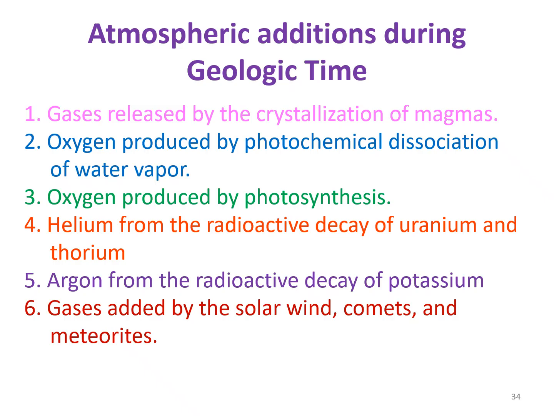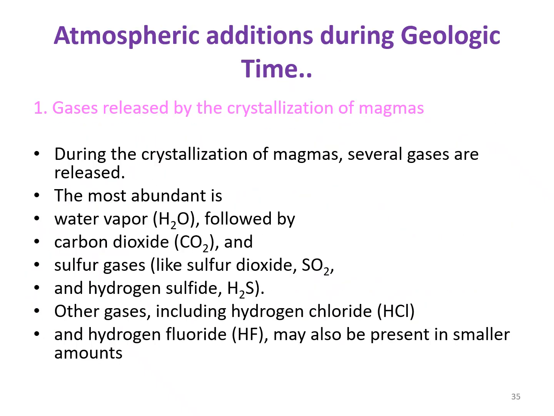Atmospheric conditions during geological time can be studied with the following six points. Number one, gases released by the crystallization of magmas; number two, oxygen produced by photochemical dissociation of water vapor; number three, oxygen produced by photosynthesis; number four, helium from the radioactive decay of uranium and thorium; number five, argon from radioactive decay of potassium; and number six, gases added by solar wind, comets, and meteorites.